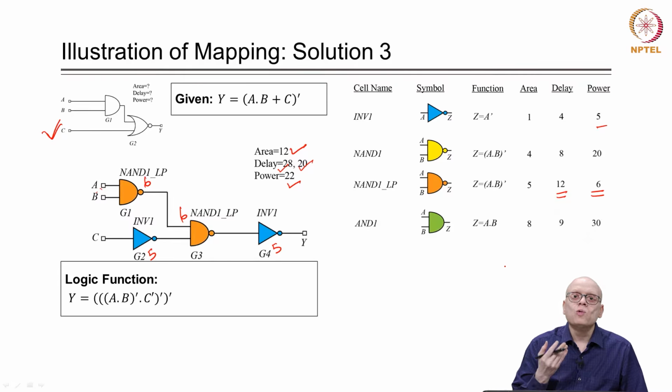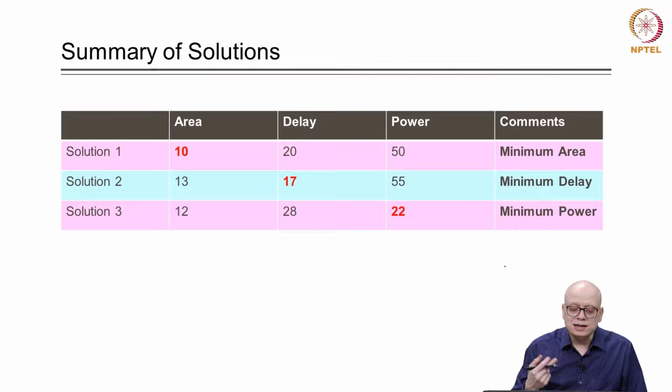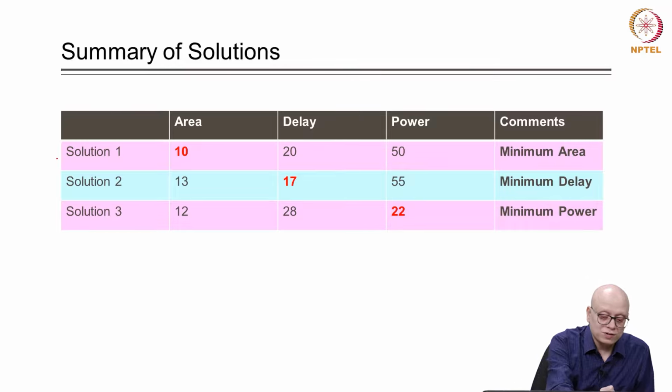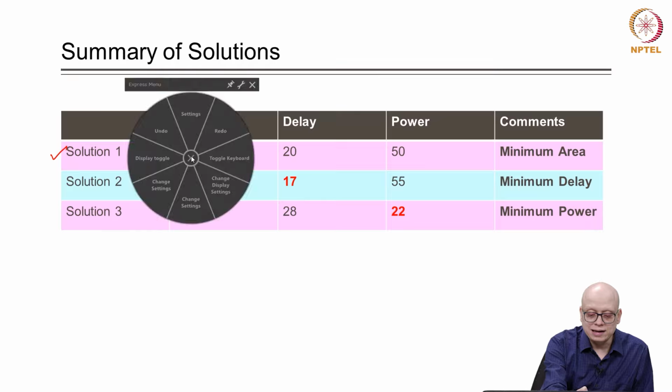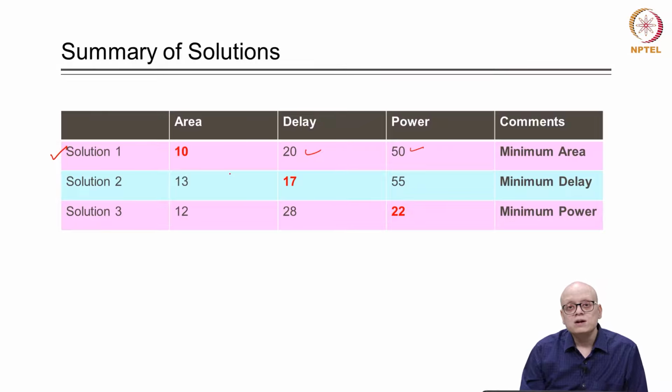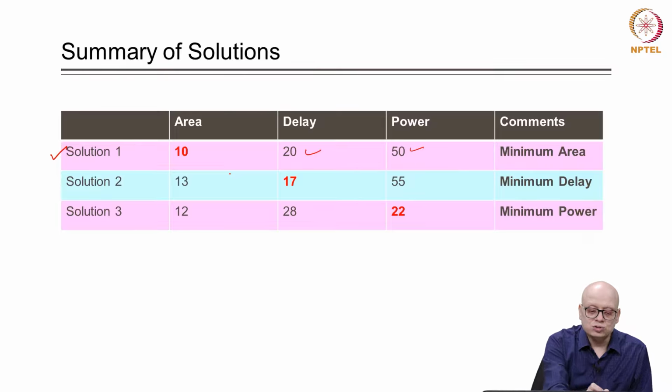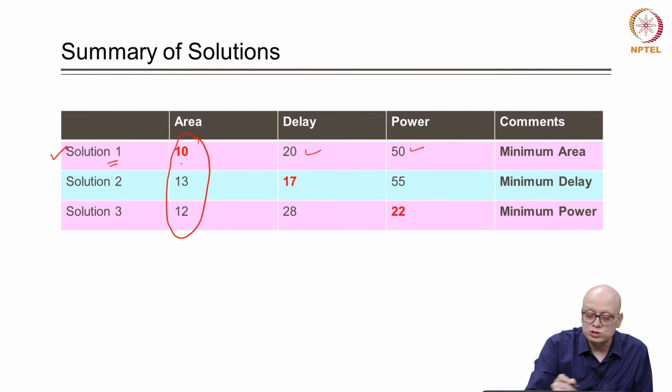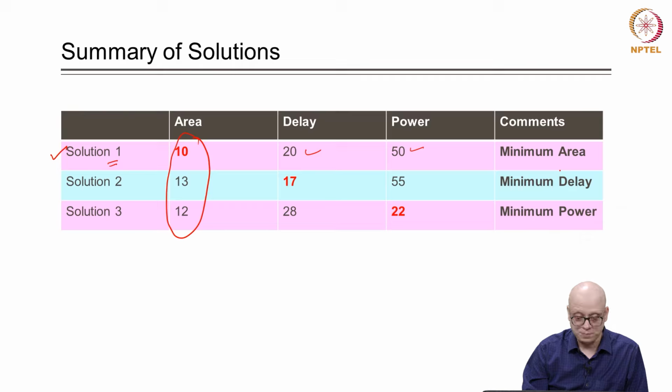But their QoR will be varying. So, to get a sense of what the PPA numbers are for 3 different implementations, let us see a summary of this. For the first implementation, we see that the area is 10, delay is 20 and power is 50. Similarly, I have tabulated the PPA numbers for all the 3 solutions. Now, what we see is that solution 1 delivers the minimum area. Out of these 3 solutions, solution 1 gives us the minimum area.